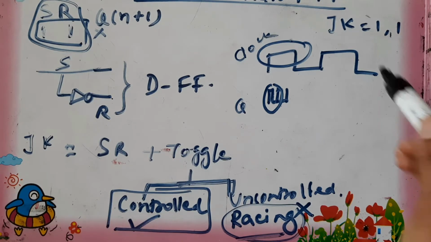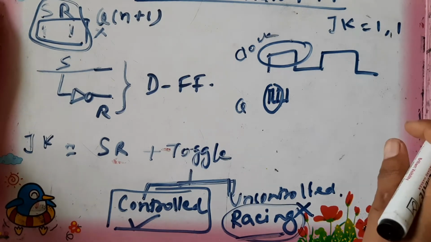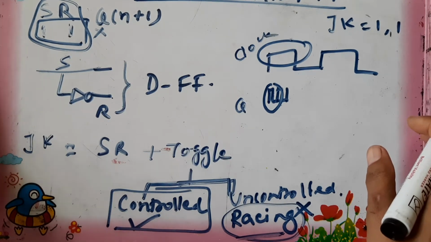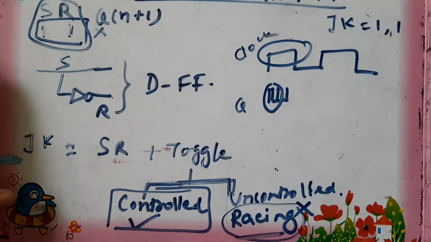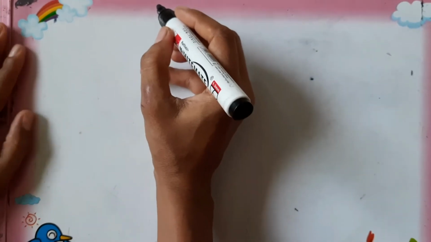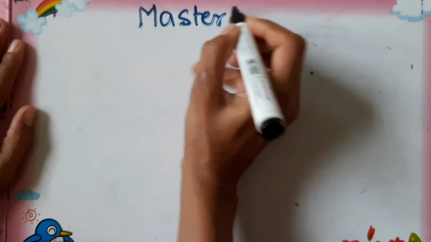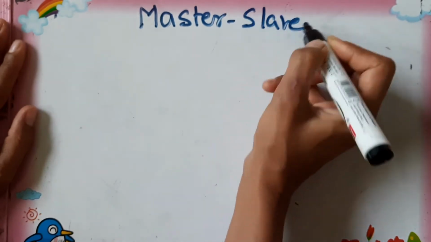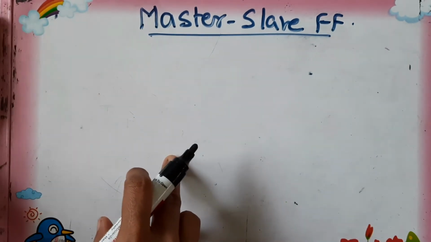So to avoid this racing, what will we do? We need to allow the flip-flop to change the state only once in a clock cycle. And that can be done in various ways. One of them is the master slave configuration of the flip-flops. So today we will be discussing the master slave.